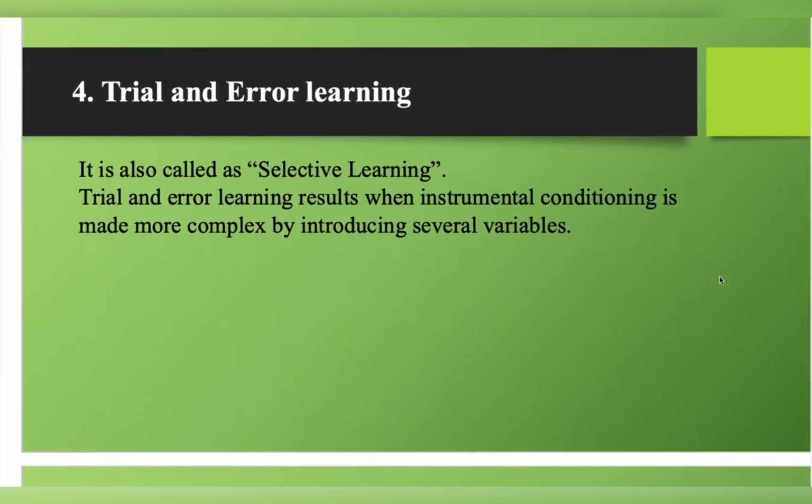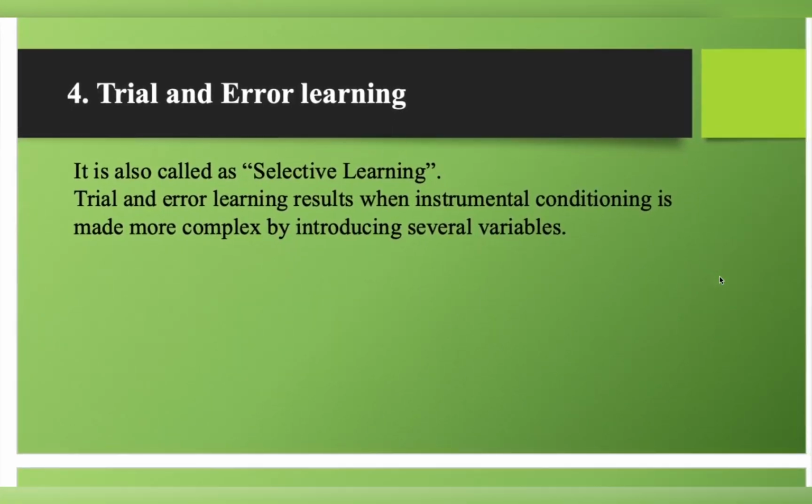The next one is trial and error learning. This is also called selective learning. This is very simple. Trial and error learning results when instrumental conditioning, which I have explained earlier, is made more complex by introducing several variables.